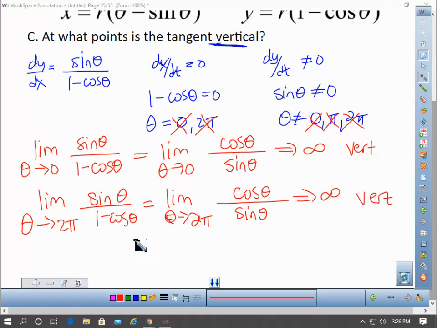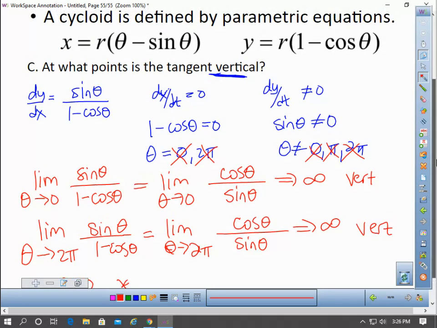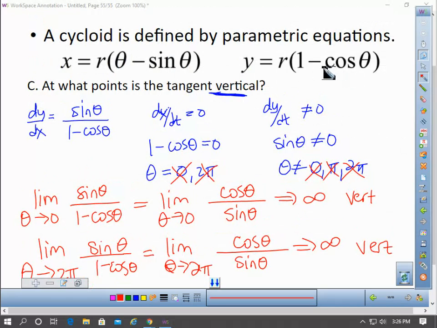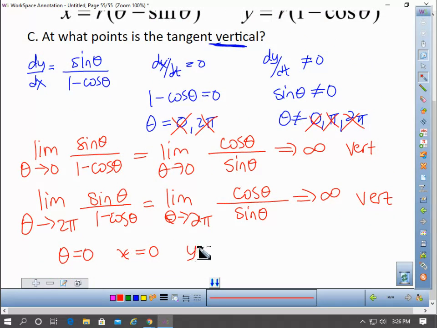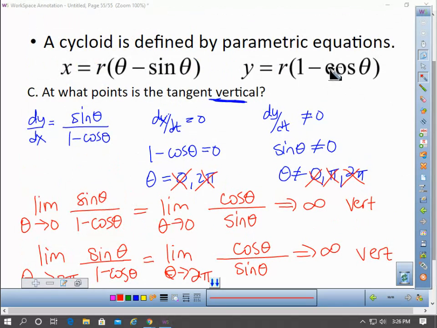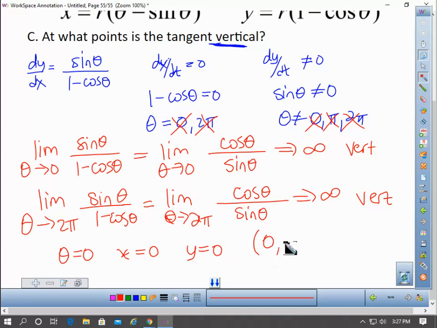All right. So now, where theta equals 0, we need to find our coordinates. Where theta is 0, you go up here and put in your x-coordinate. Sine is 0, so that means x is 0. And then for y, you put in 0 here. Cosine of 0 is 1, and 1 minus 1 is 0. So that gives us the point 0, 0.